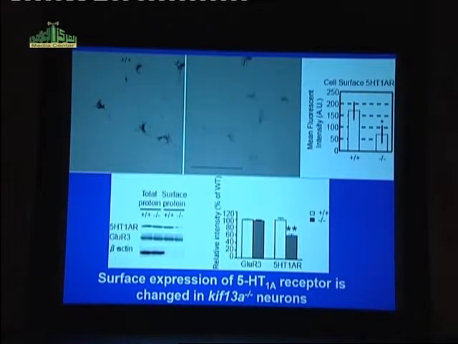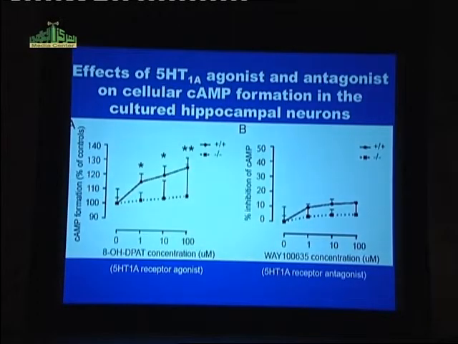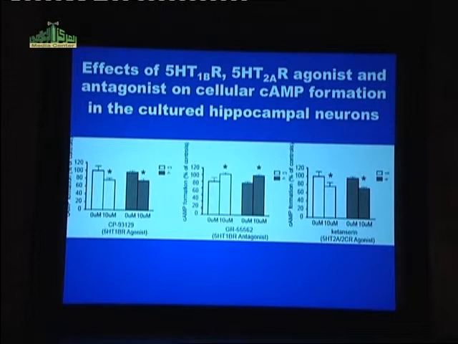This is the statistics. And this was confirmed by the effects of a 5-HT1A agonist and antagonist on cellular cyclic AMP formation in the cultured hippocampal neurons. Because of the time, I won't go into detail. And this is also specific for the 5-HT1A receptor.